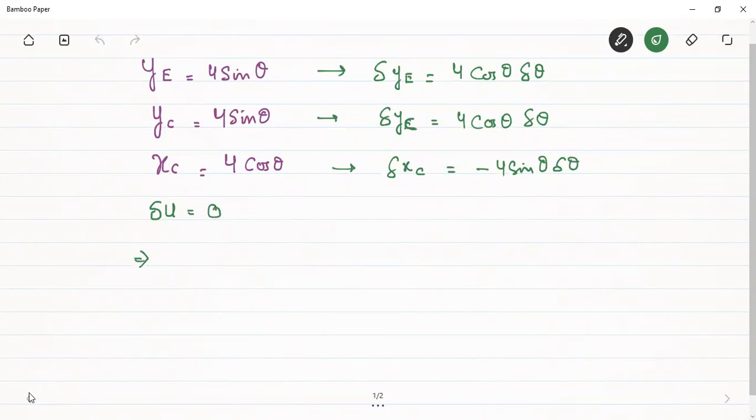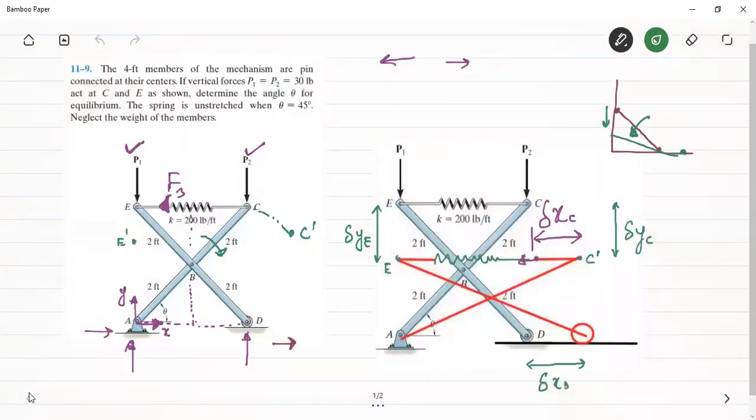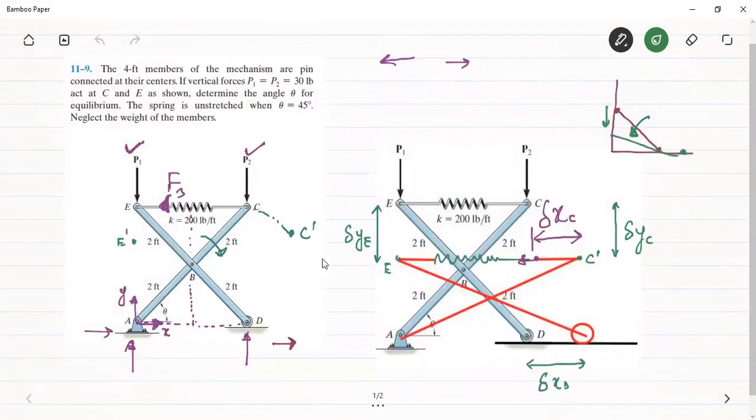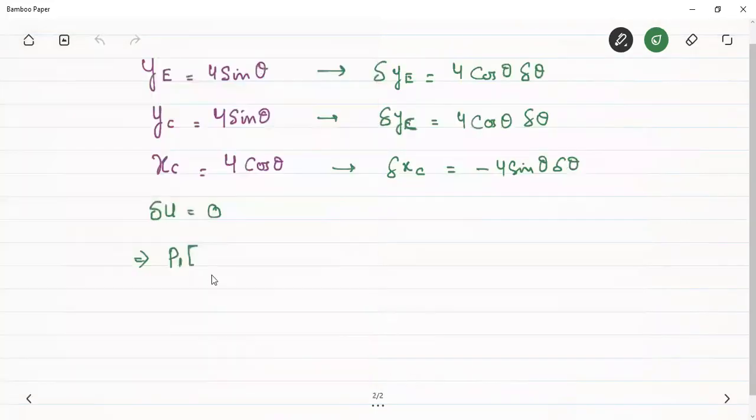We can see that the work done by these forces will be positive. The work done by the P1 and the P2 load will be positive because the displacement is also in the vertical, downward direction, and the forces are also in the downward direction. Therefore, we can say that P1 is acting at E, so the corresponding virtual displacement will be delta YE, plus P2, and the corresponding virtual displacement will be delta YC.